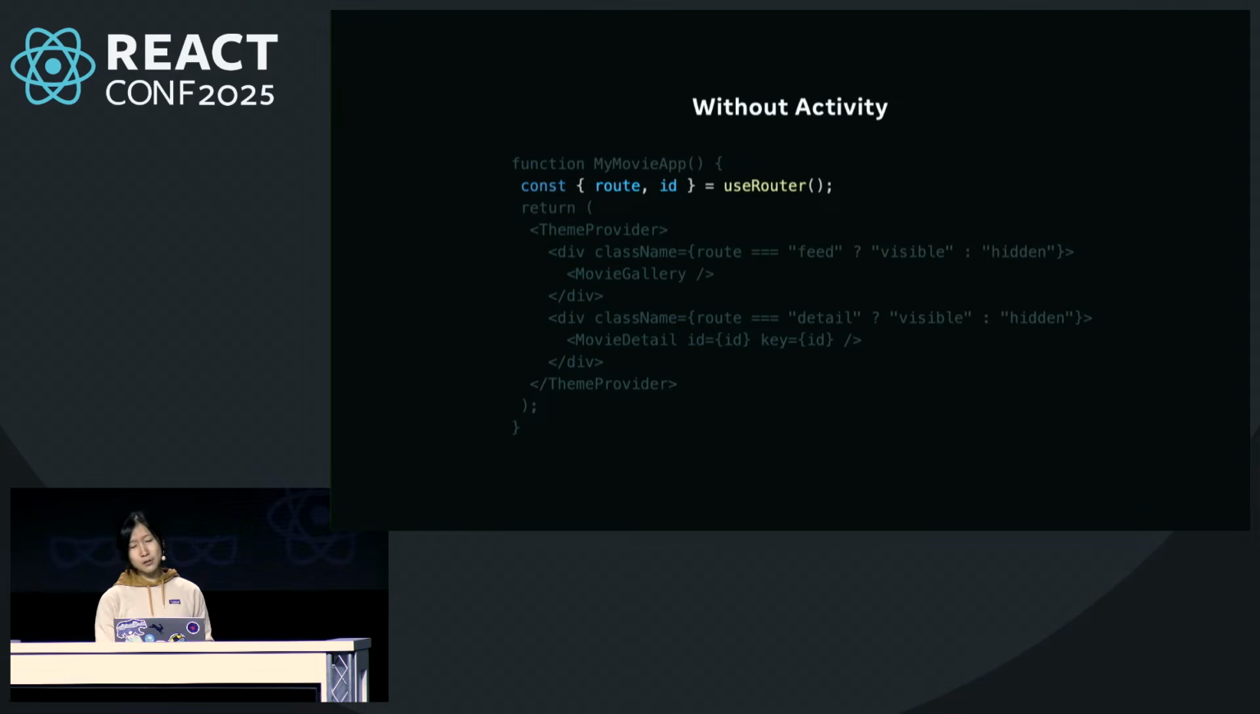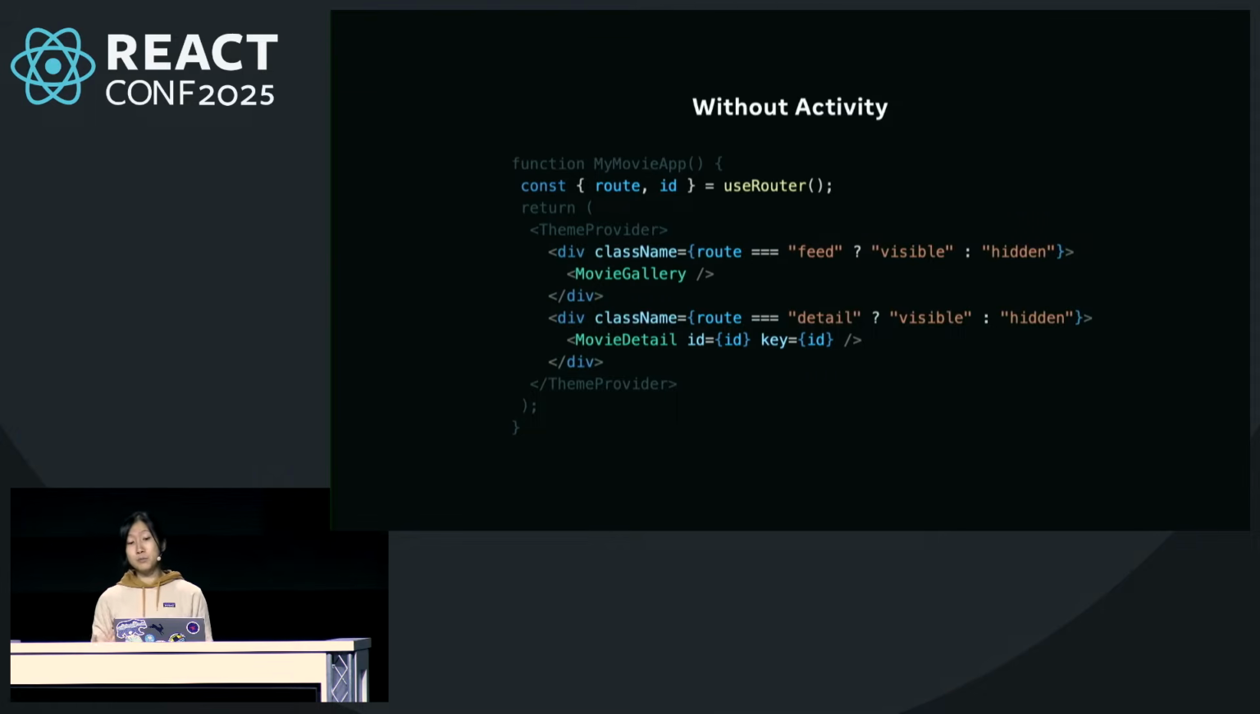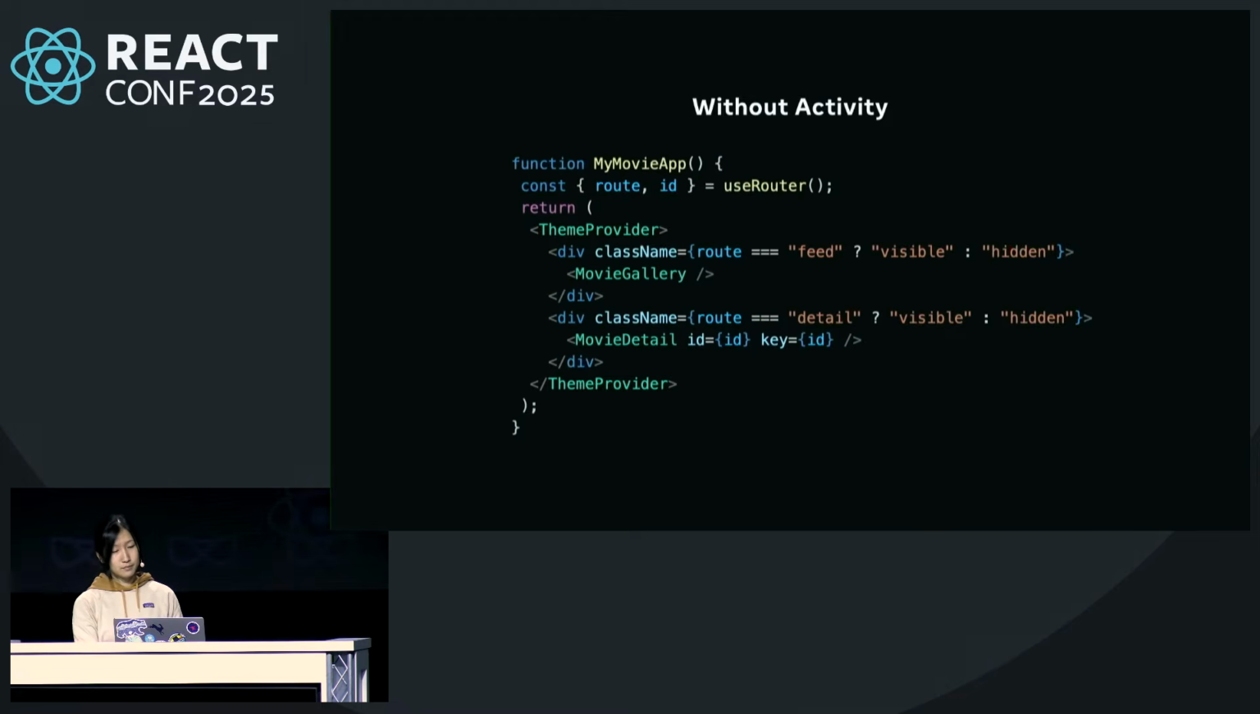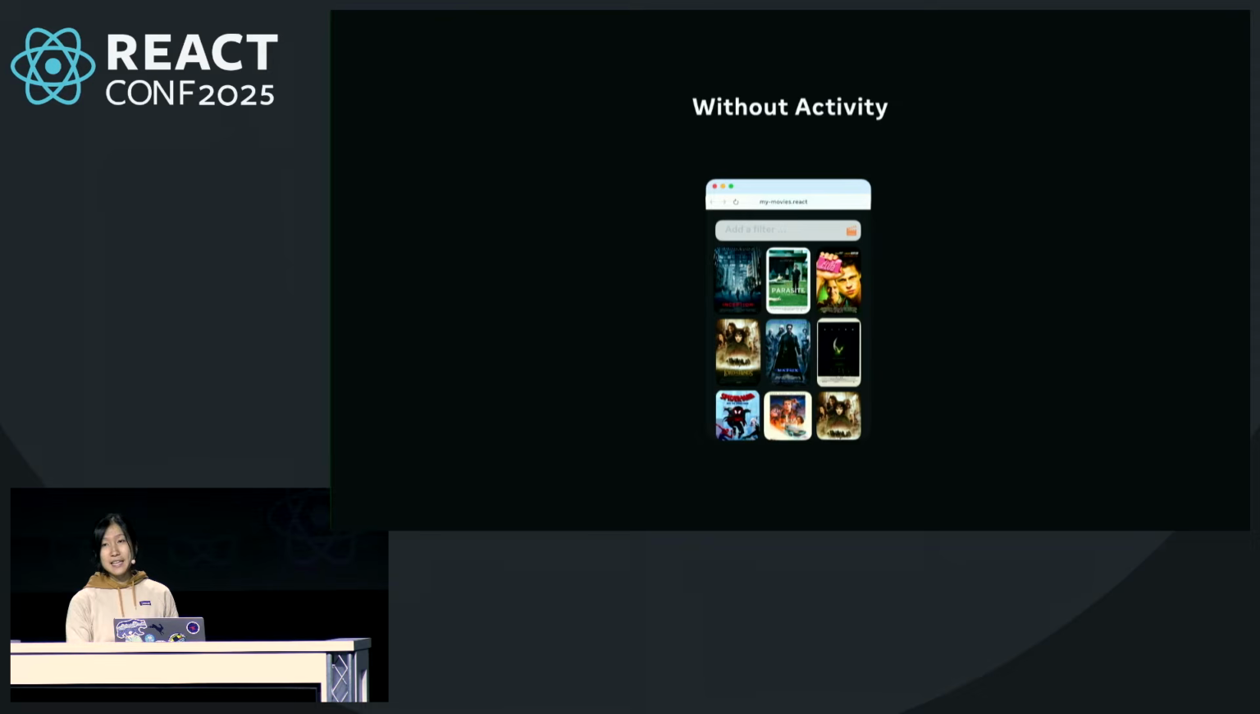So without Activity, this is the root component of my app. I have a client-side router, which lets you navigate between movie gallery and a movie detail, depending on which route is selected. We always return both movie gallery and a movie detail and manually hide one of them with CSS. We also have a theme provider, which is shared between both views, since setting light or dark theme should affect my entire app. So this is the app.